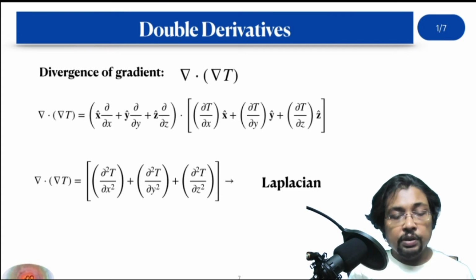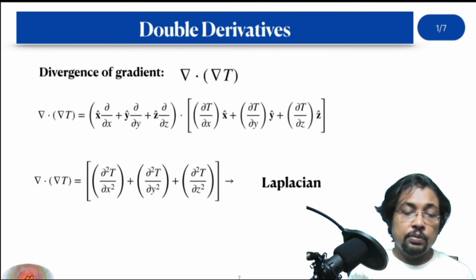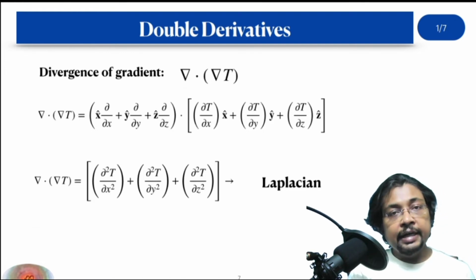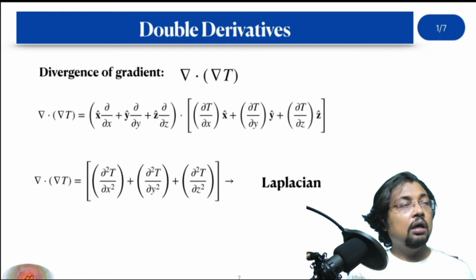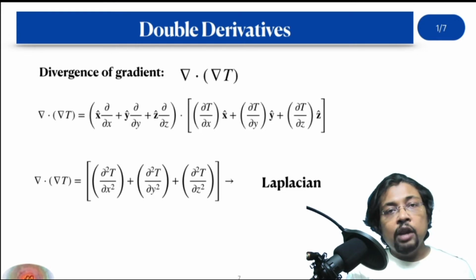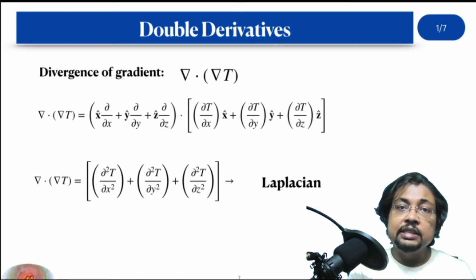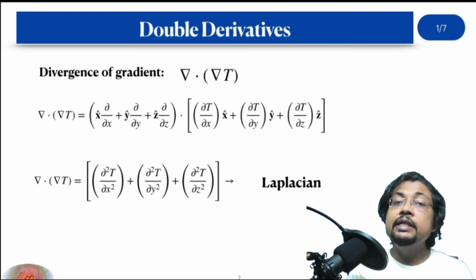Next is the double derivative. Yes, the double derivative has a very important role in the case of electromagnetism. So the first one is the divergence of the gradient. Now, what is a gradient? Gradient tells you about the direction along which a scalar field changes at a maximum. And what is the divergence? Divergence tells you the rate at which the vector field diverges. So what is the relation when you have the divergence over a gradient, where the gradient is actually operated over a scalar field?